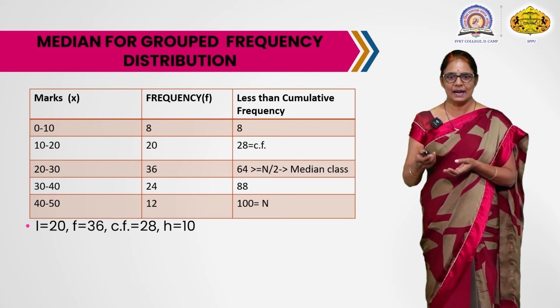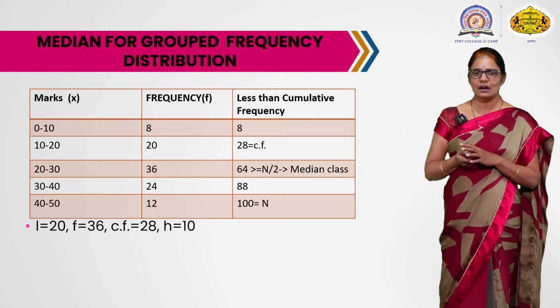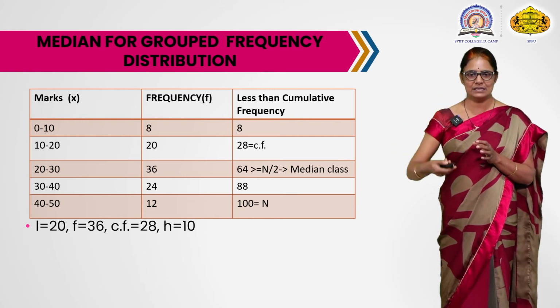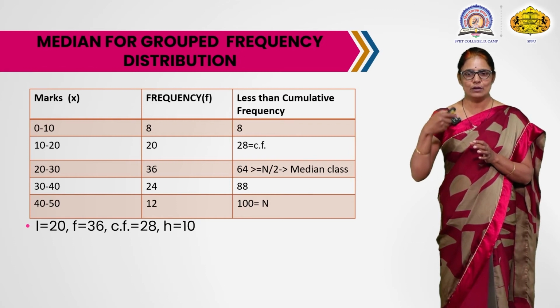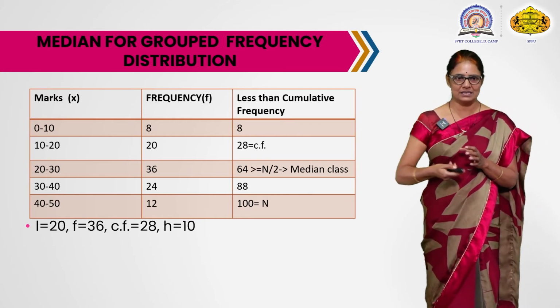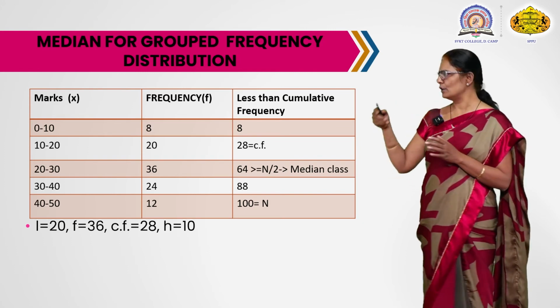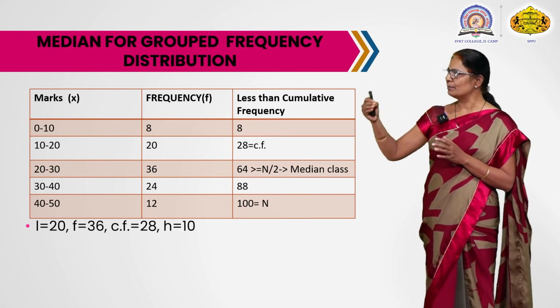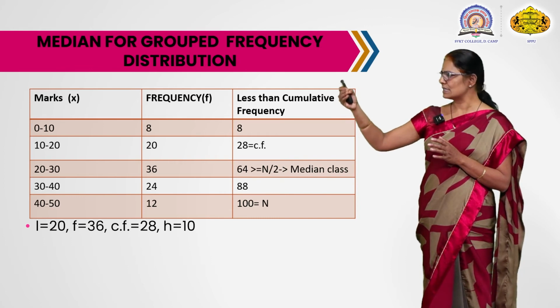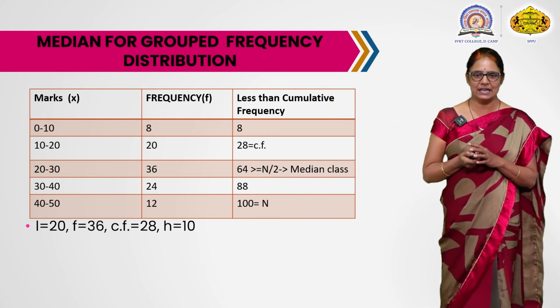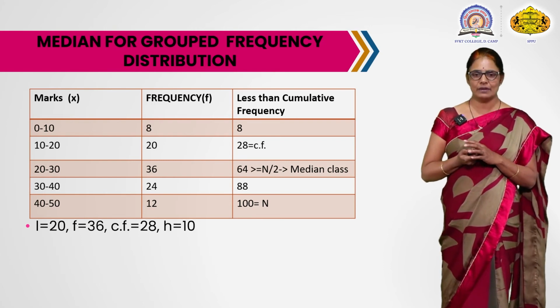36 here. And next, cumulative frequency, we say here cumulative frequency below. Cumulative frequency below means the cumulative frequency of the class which is just below the median class, that is previous to the median class. So the median class is 20 to 30 and the previous class is 10 to 20. So the corresponding cumulative frequency is 28, that's why CF equals 28.